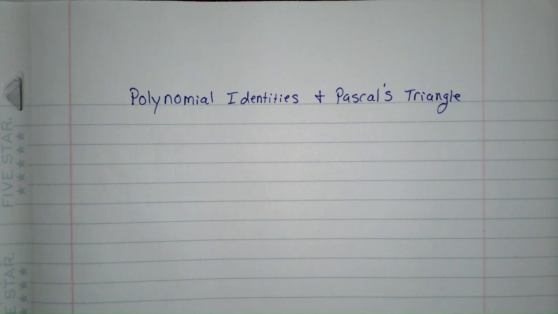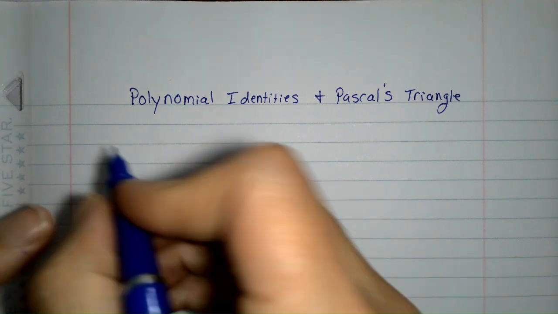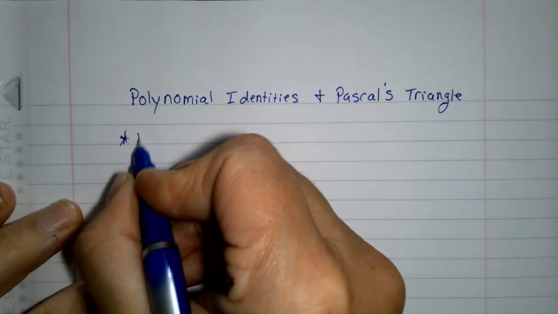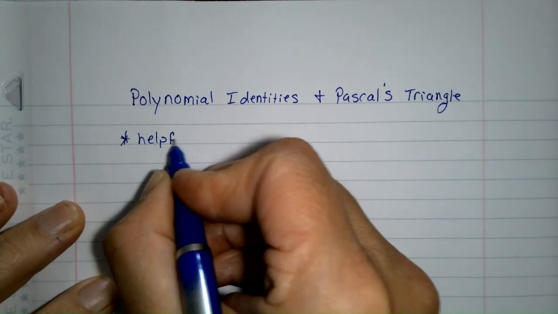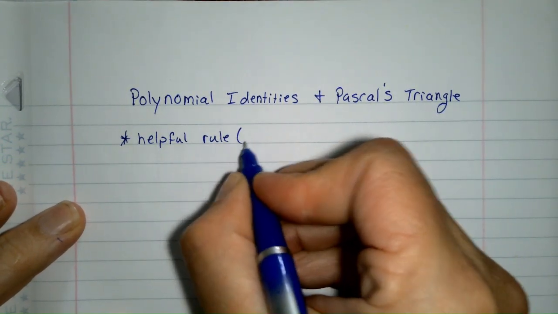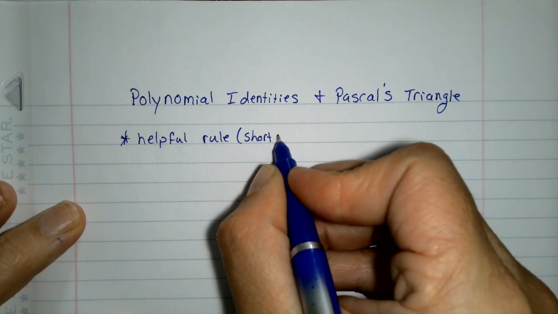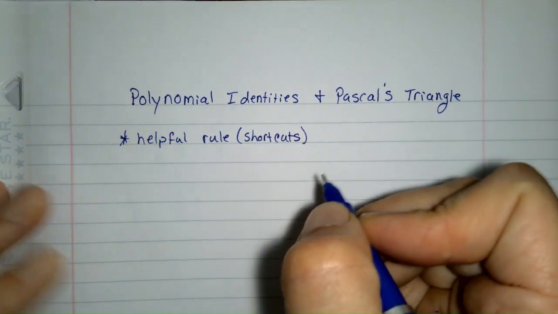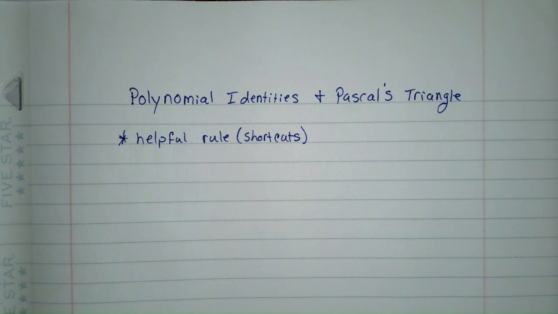Welcome to Polynomial Identities in Pascal's triangle. When we're talking about an identity, we're really just talking about a helpful rule. So that's really all that this video is about, is helpful rules or shortcuts. If the shortcut is not beneficial to you, why would you use it? So keep that in mind.